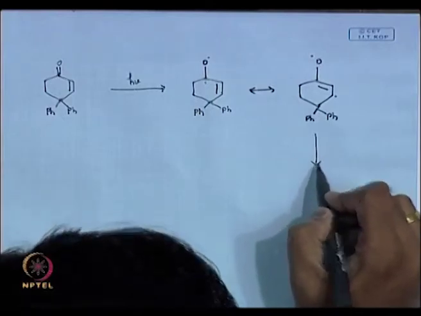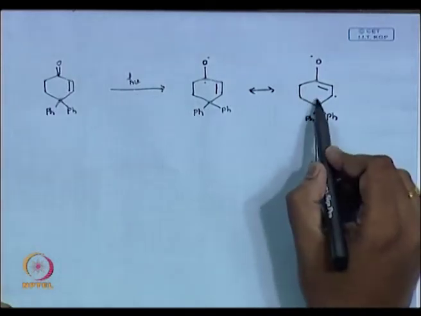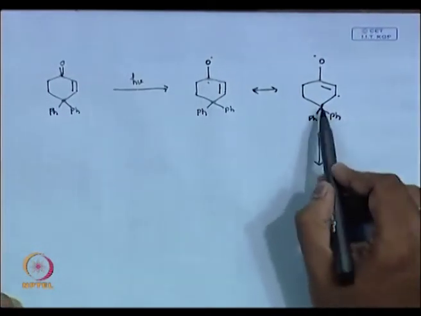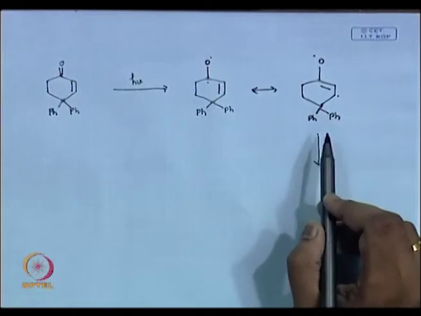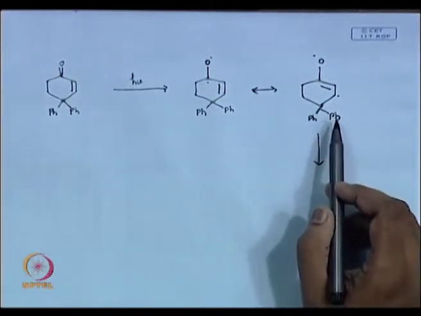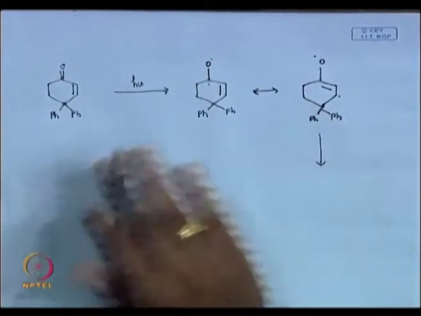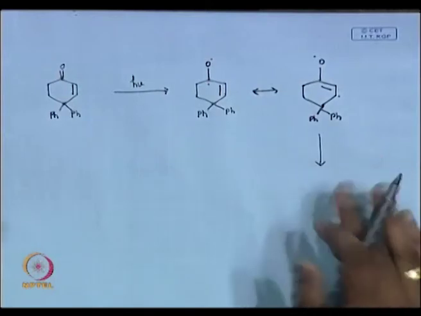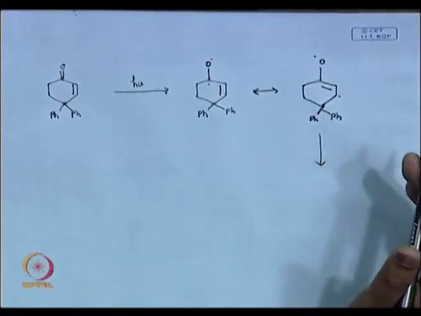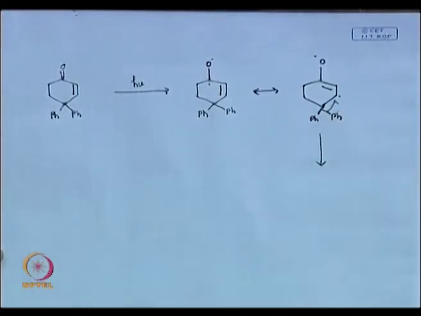Now what do you expect? The shift of your phenyl becomes much more facile. The migratory aptitude of your phenyl is much better. That's why the whole mechanism is similar, but now you have to check the migratory aptitude. This becomes much more favorable, so this undergoes a shift. You can call it a 1,2 phenyl shift.